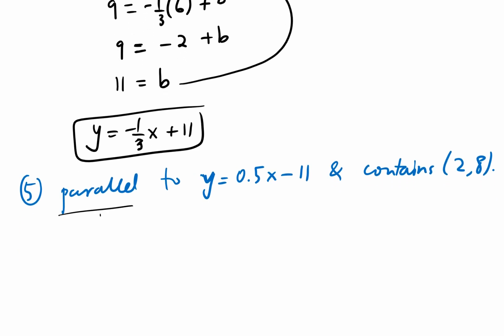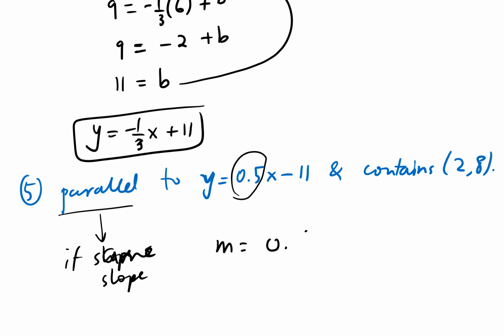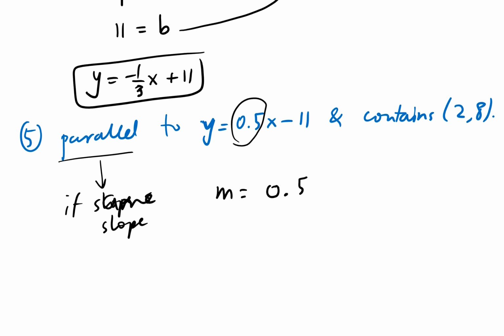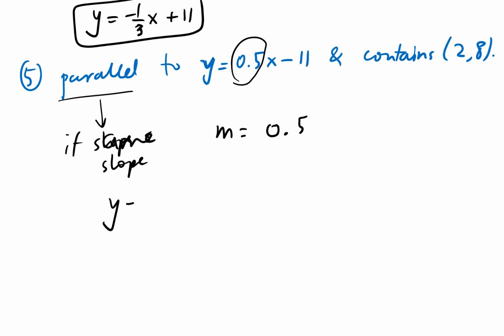When do we have lines parallel? Lines are parallel if they have the same slope. So what's the slope of this line? m is this. So that's the slope of the line I'm looking for, 0.5. So y equals mx plus b. That's the equation. The slope which is found is 0.5x plus b.